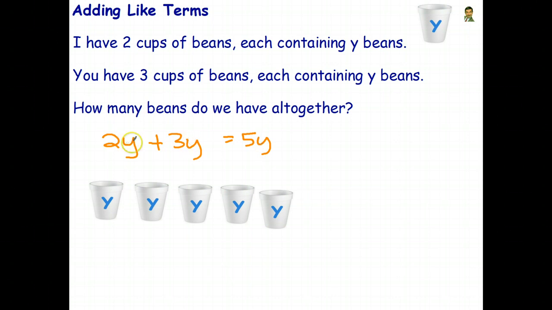And these, as you'll learn, are called like terms because they both have the same variable. And to add them together, we just add the coefficients. 2 plus 3 equals 5. So 2y plus 3y simplifies to 5y.